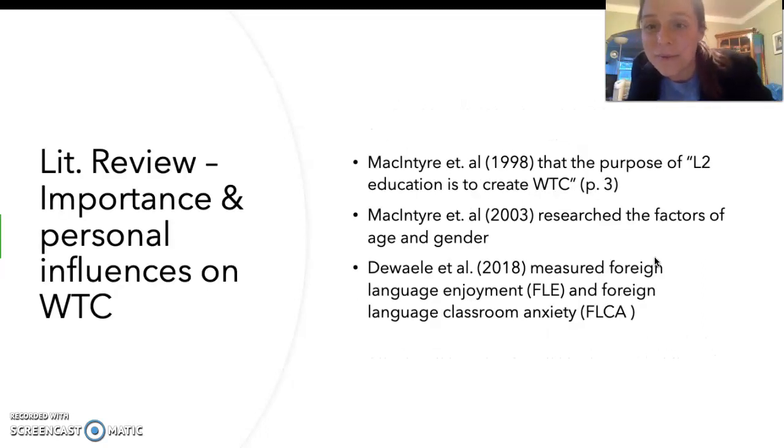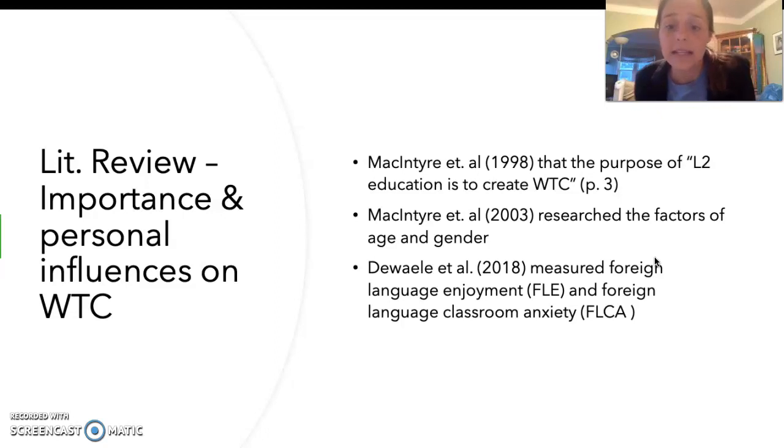Let's get into the literature review. This literature review highlights the importance and personal influences on willingness to communicate. So we're going to see a lot of McIntyre here. In 1998, McIntyre stated that the purpose of L2 education is to create willingness to communicate. In 2003, he did a study focusing on age and gender, and in terms of his results on age, he found that L2 willingness to communicate was significantly higher in higher grades as opposed to lower grades, which demonstrates for me that lower grades may have less willingness to communicate and therefore less L2 use.